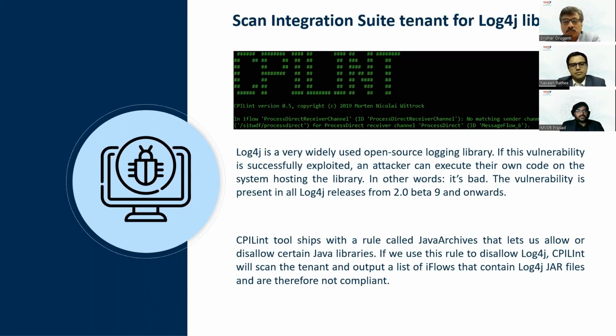CPLint is a command line tool, so it lets us automate governance of the integration flows. With CPLint, we can even create executable development guidelines by setting up rules so that the developers can follow those rules and use it as per the instructions given by CPLint. The license is free, and we can use CPLint to avoid any Log4j specific vulnerabilities.